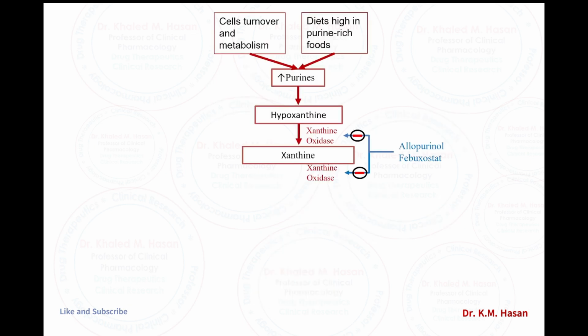Okay, what happened here? We are familiar with the steps from the previous slide; they are repeated steps. Here we have two medications. The first medication is allopurinol, the second is febuxostat. These two medications, allopurinol and febuxostat, inhibit xanthine oxidase, and this will inhibit the formation of uric acid.